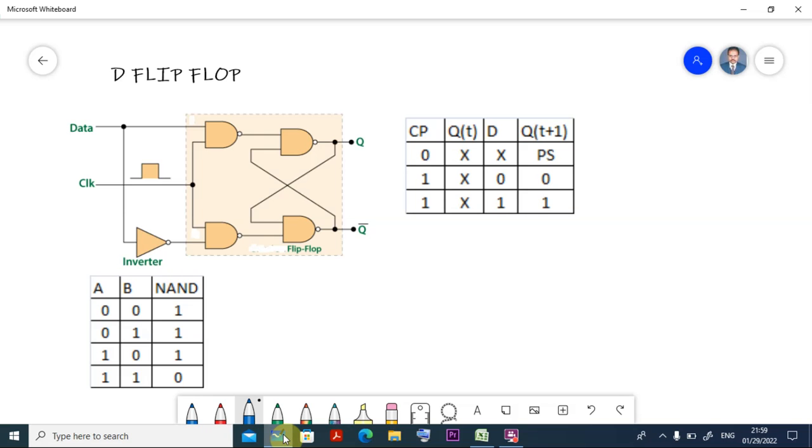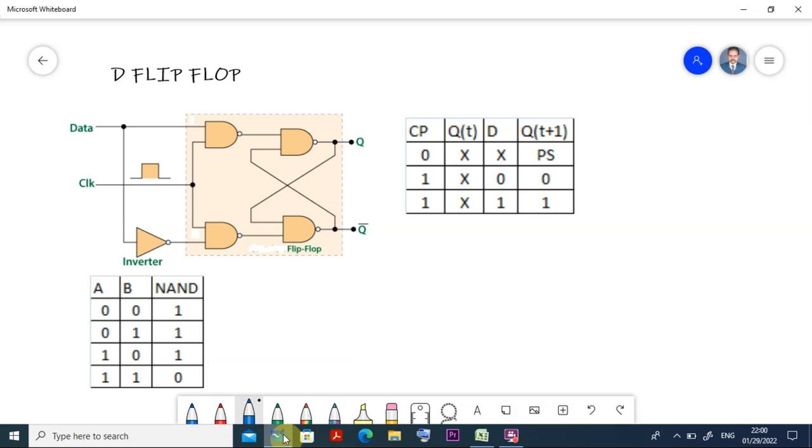It's clear? When both inputs S and R are 1, the output becomes 0 for both, which is not possible because one is the normal output Q and the other is the inverse output, Q bar. But both are coming the same, so it is a resting condition, which is not determinable. So to overcome that, what do we do? We go for this D flip-flop.